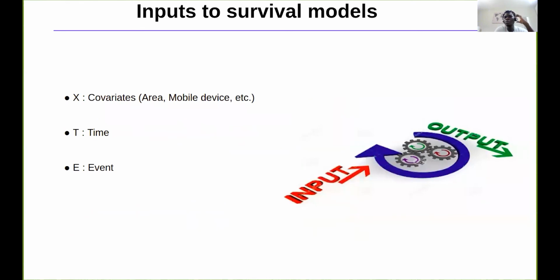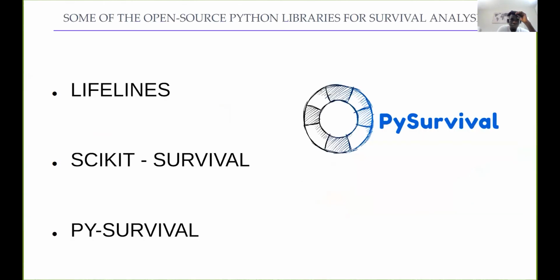So we have inputs to survival models. We actually have 3 inputs, unlike a normal machine learning model where we just have 2 inputs, the event and the covariate. Here we have 3 inputs. We have the covariate, which are the features, such as area, mobile device, depending on the problem. Then we have T, which is the time to event. Then we have E, which is the actual event.